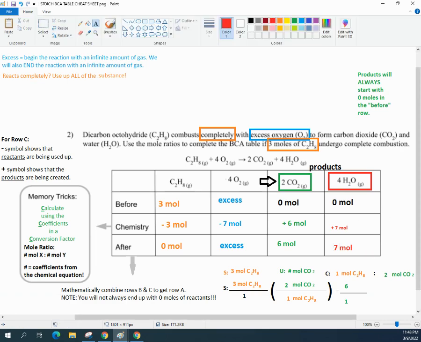And that's how you can pretty much do more than half of the BCA table without actually doing any math beyond addition and subtraction. So the only ones that we had to do math for were these two boxes. Everything else we kind of figured out by just knowing the mechanics of a BCA table and understanding mole ratios.